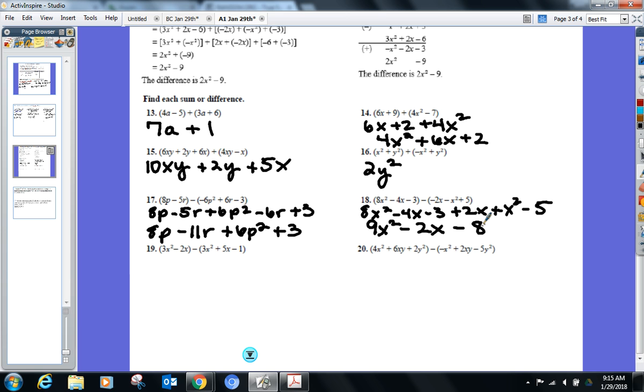Again, two things. Take your time and be neat, especially when you rewrite the polynomial with the new signs. You know what's a positive and what's a negative sign.